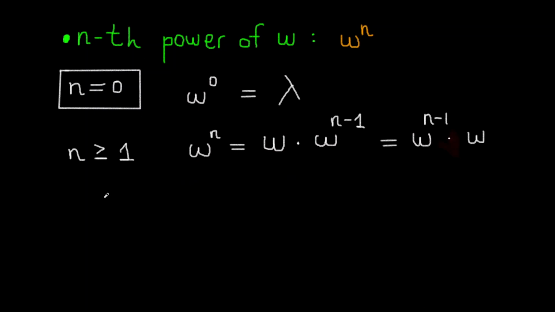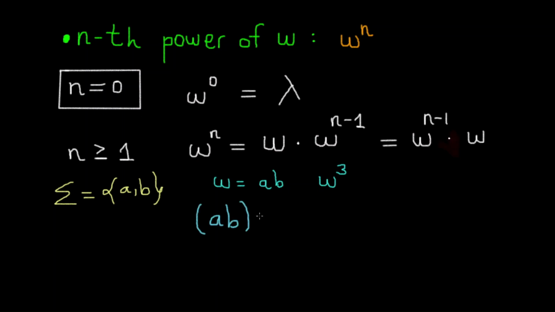To visualize this, let us suppose we have the alphabet {a, b}, and a word W, which is the word ab, and we want to raise W to 3. Since the word W is equal to ab, this is the same as raising ab to the power of 3. If we apply the definition, this is equal to the word W, which is ab, concatenated with the word W, which is ab, raised to the power of n minus 1. The value of n here is 3, so n minus 1 is 2, like this. And this at the same time is equal to ab concatenated with this.